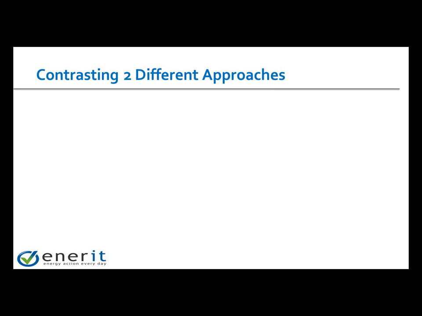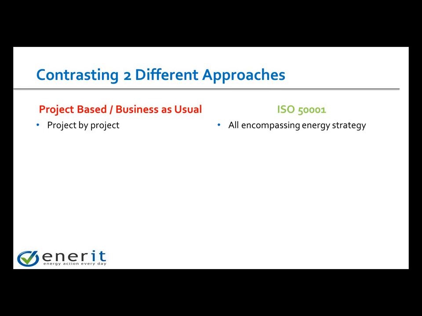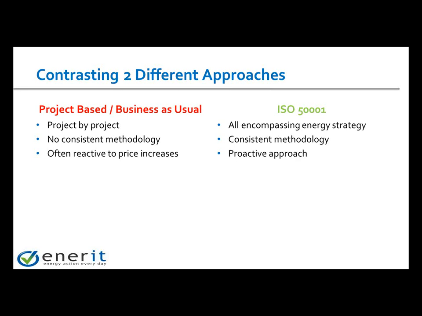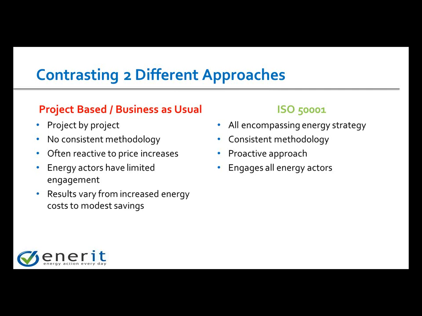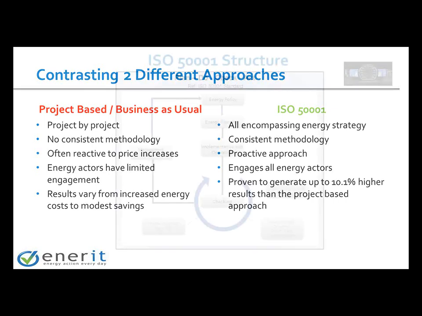Just contrasting the two different approaches, if you take a project-based business as usual approach compared to ISO 50001, some of the characteristics may be it's a project by project approach compared to an all-encompassing energy strategy with a systematic approach throughout the organization. No consistent methodology, whereas you've got a consistent methodology through the 50001 framework. Often reactive to price increases, whereas 50001 is a proactive approach. Limited engagement with the entire organization, maybe just a limited number of people involved in energy management, whereas 50001 promotes engagement of all the energy actors. And the results may vary for business as usual approaches, where sometimes even costs can increase because of taking your eye off the energy management. Whereas 50001, as we've talked about already, has proven to generate up to 10% higher results than project-based approaches.